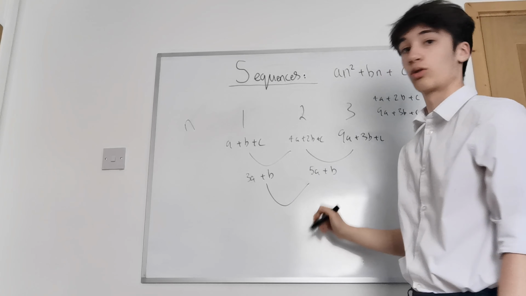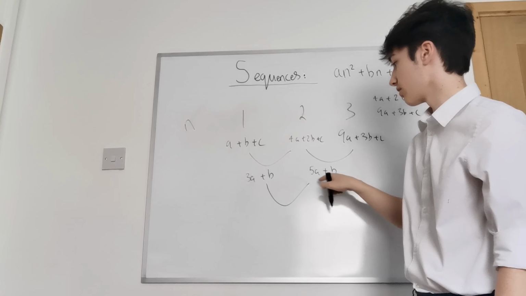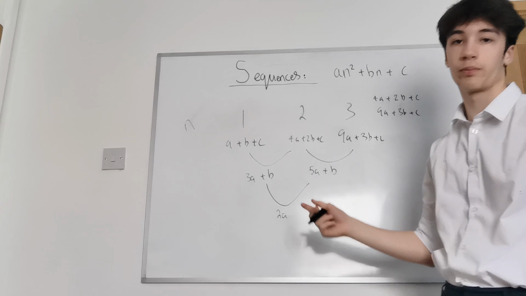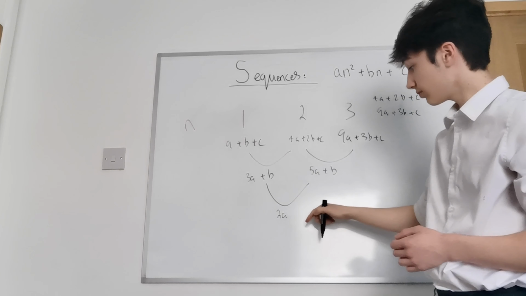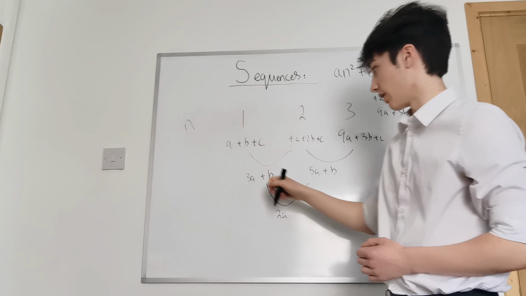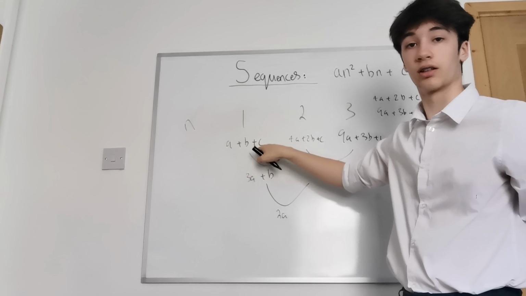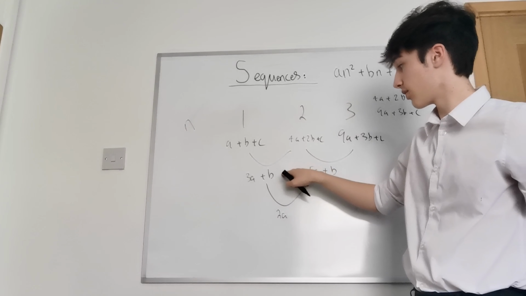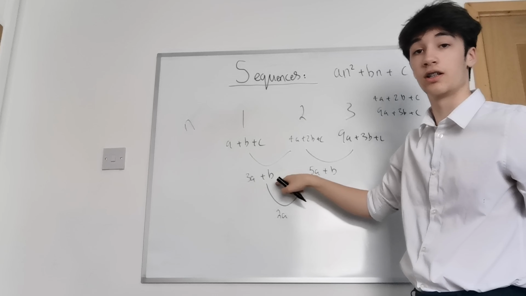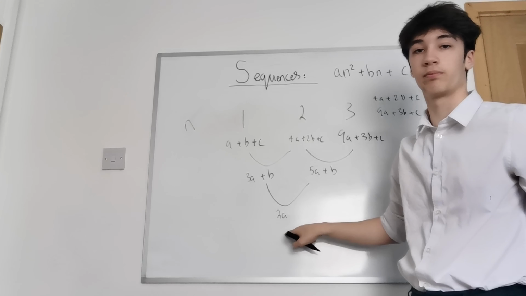Then, following a quadratic sequence, we find the second difference. So 5a minus 3a is 2a, and the b's cancel out. So you'll see these are the same equations I used earlier. We know that the first term is always equal to a plus b plus c, the first common difference is equal to 3a plus b, and the second difference is always equal to 2a.